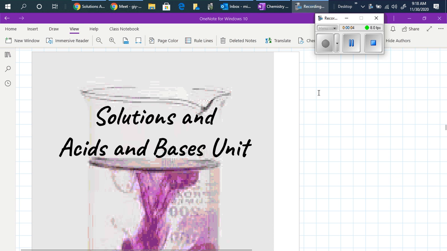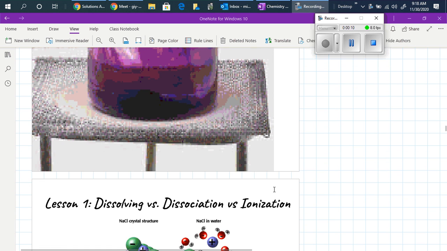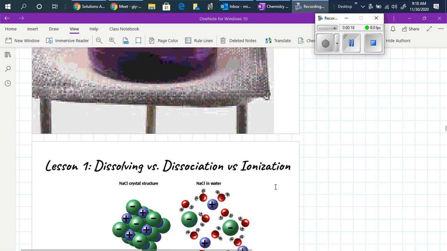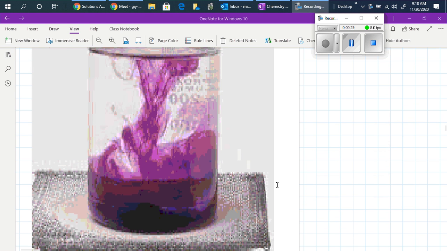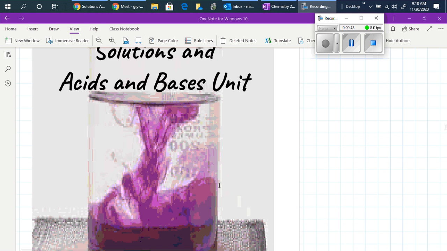Okay, we'll start with the solutions and acids and bases unit. This has about 5 lessons. The first part of this unit deals with solutions, and the second part will deal with acids and bases. We will have a quiz for solutions and a quiz for acids and bases, and then we will conclude this unit with a unit test that will include both parts, solutions and acids and bases.